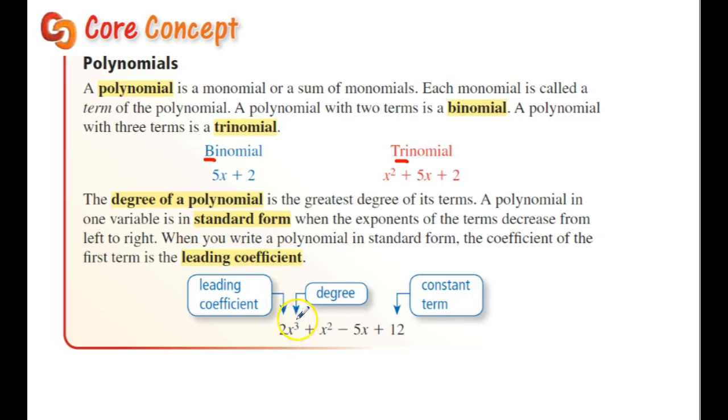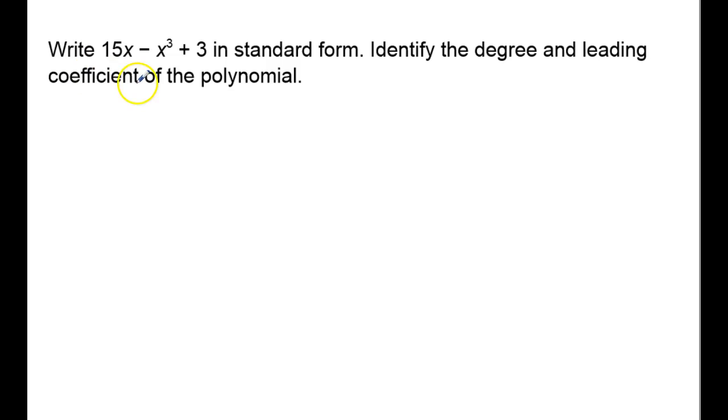So the degree would be the highest exponent. The leading coefficient is the number, right? Remember, coefficients are numbers. The leading coefficient is the number with the variable that has the highest exponent, the highest term, okay? The degree is the highest degree out of all of my terms, and then I always want to go in order in standard form. Okay, so now let's look at this.